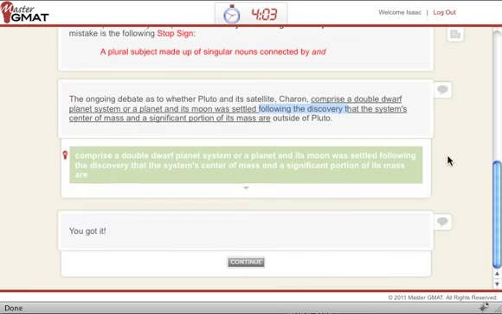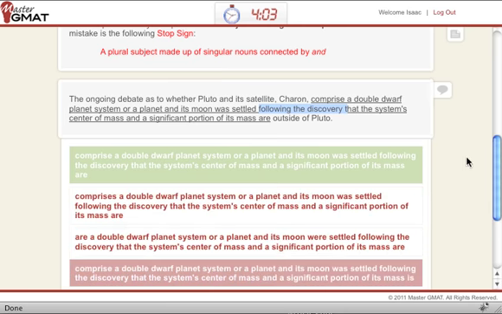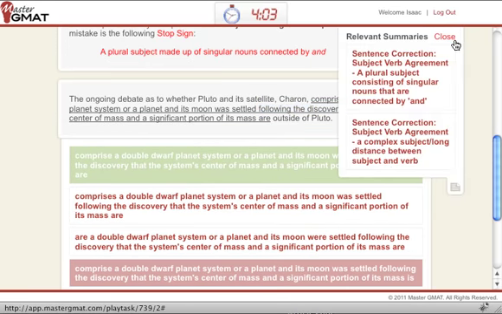We got it. And again, if you ever wanted to actually check out the rest of the answer choices, you can. So that's kind of nice too. And you can always check out the relevant summaries of the lesson.